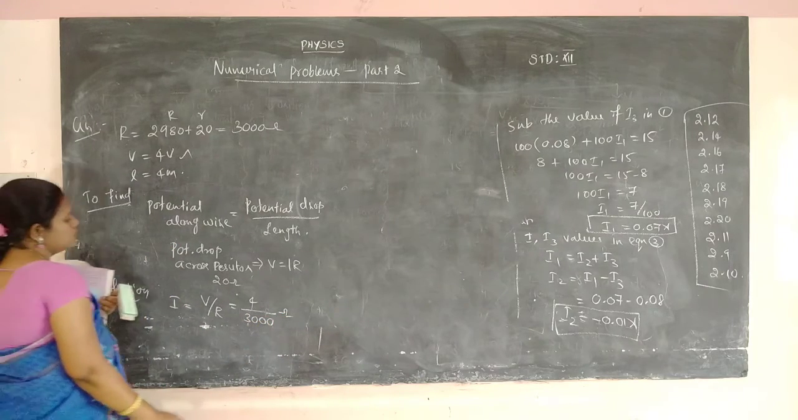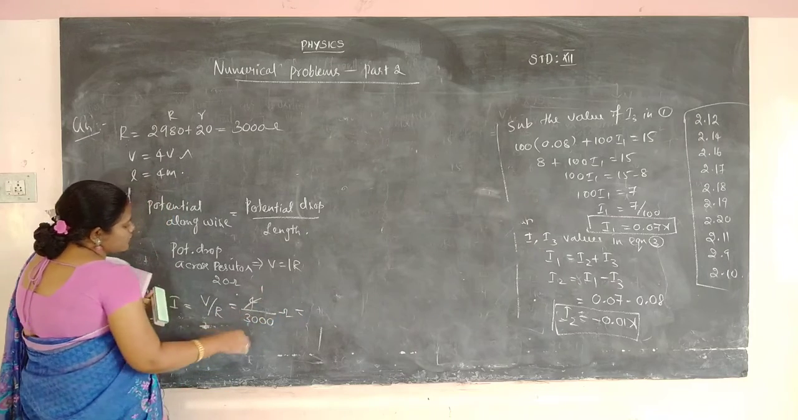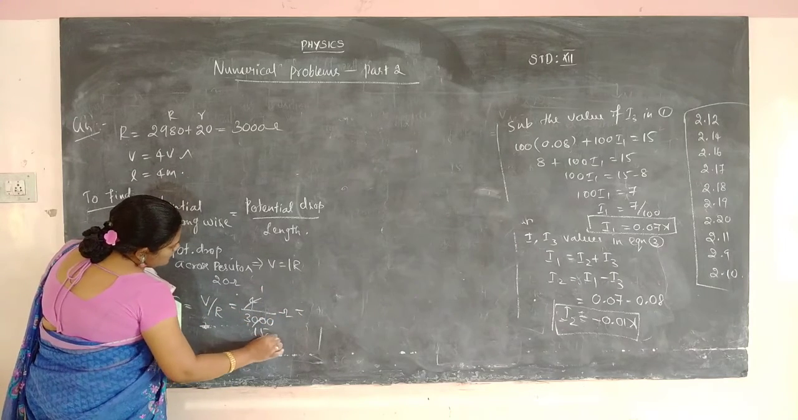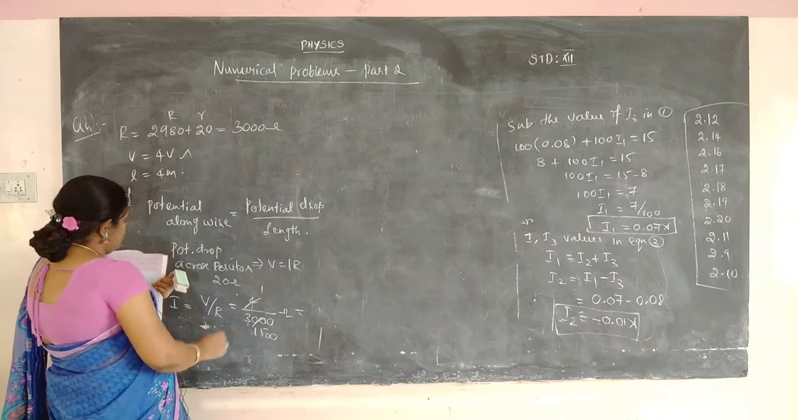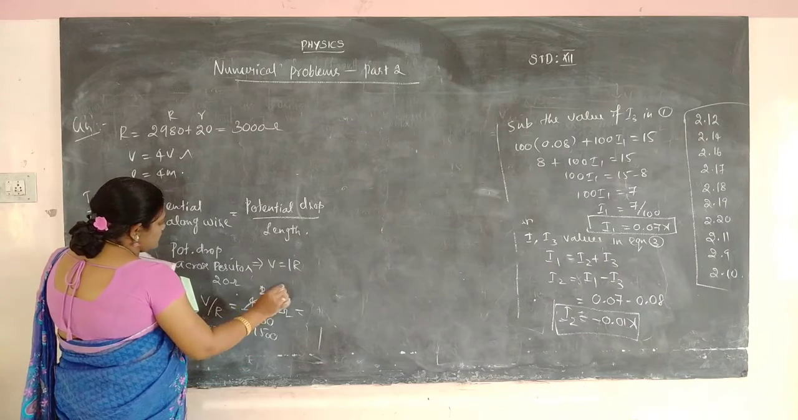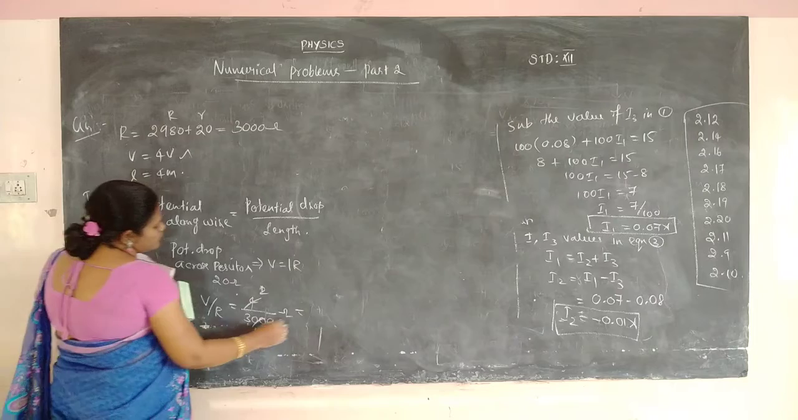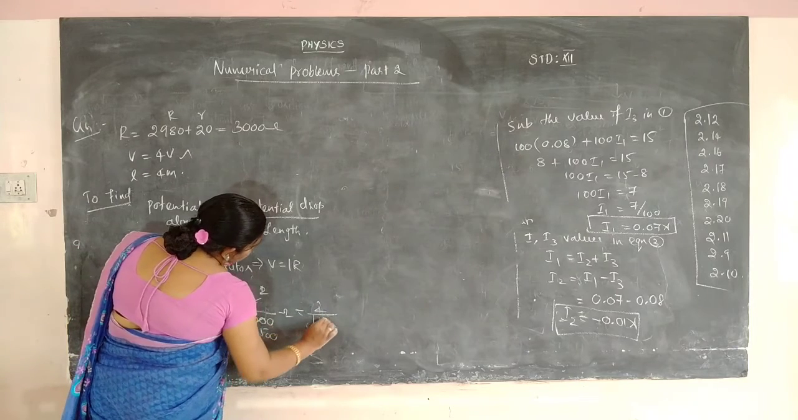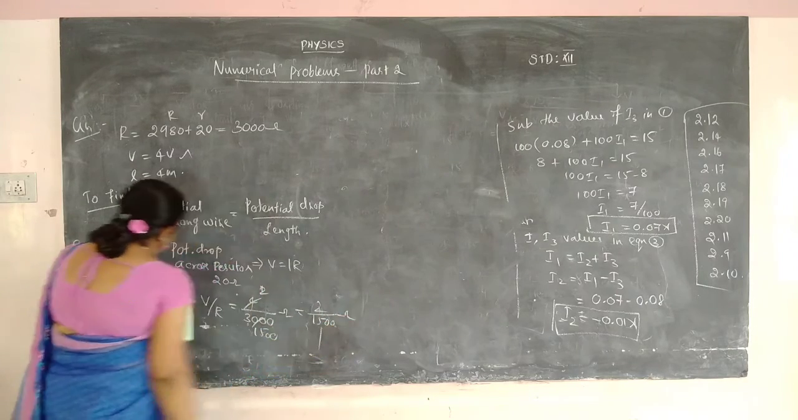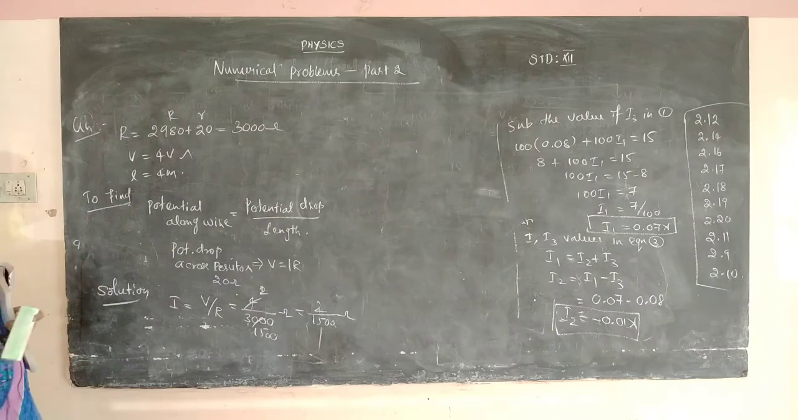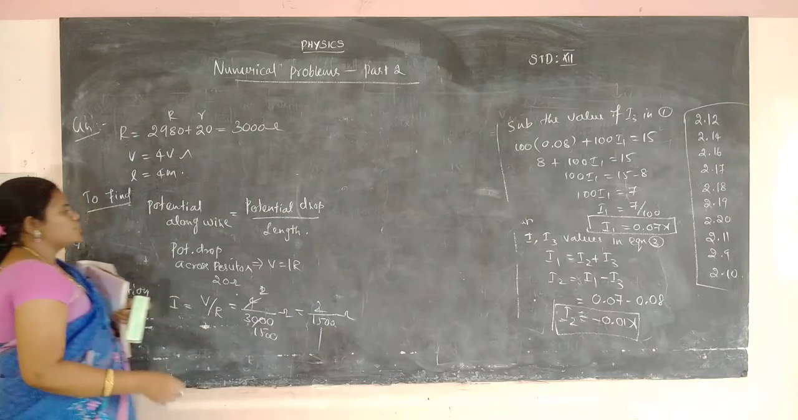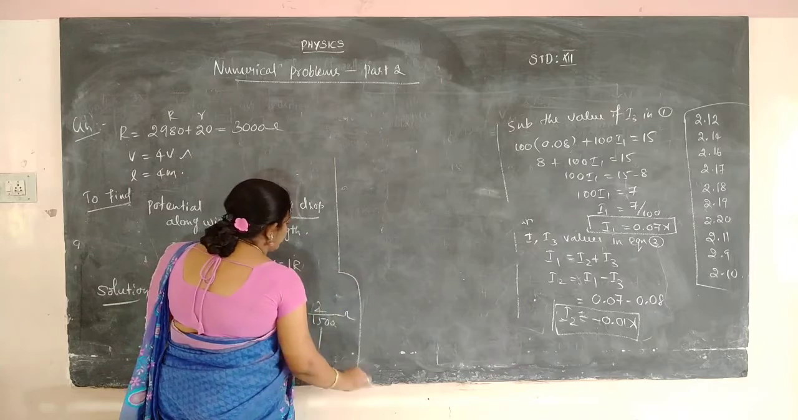4 by 3000, you have to strike out, divide by 2 by 2, then 2 by 1500. So 2 by 1500. This is the current value. I is equal to 2 by 1500. We want to substitute the current value in the potential drop formula.